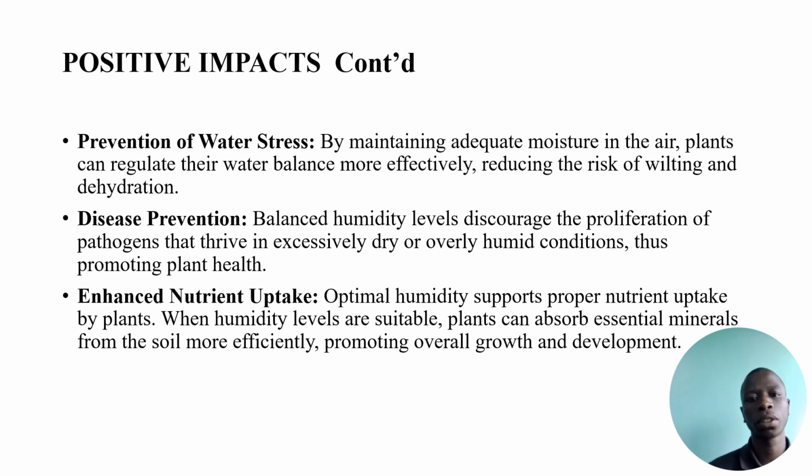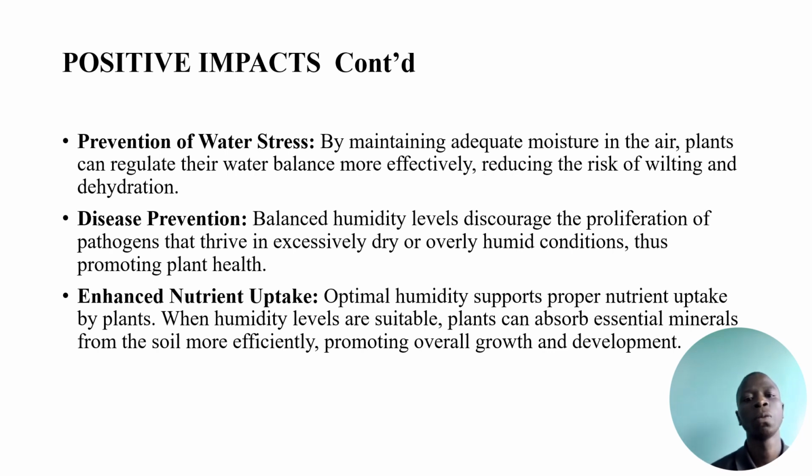Another positive impact of the humidity on the plant is prevention of water stress. By maintaining adequate moisture in the air, the plants can regulate their water balance more effectively, reducing the risk of wilting and dehydration. This is prevention.